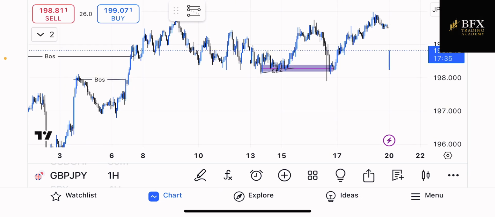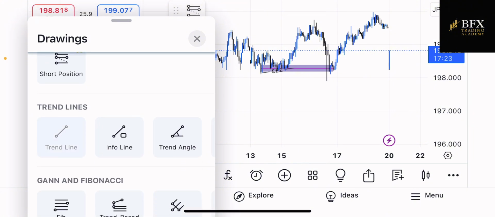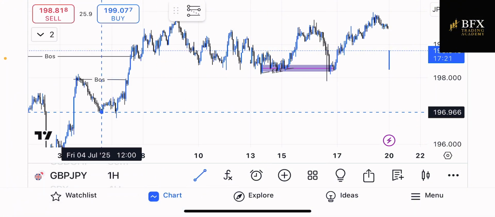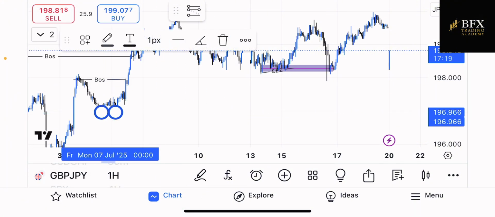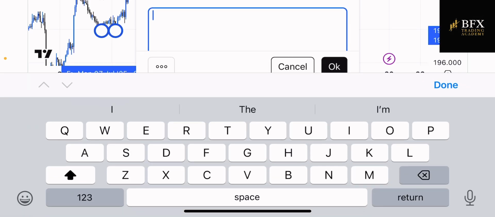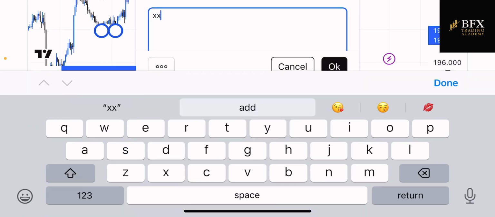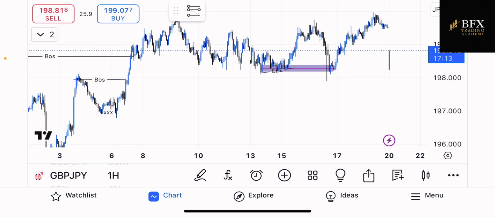That's for liquidity. So for a valid block, for a valid zone, you must have a liquidity sweep. For example, this one now, there was a liquidity sweep. Let me mark it as XXX. Good. After the liquidity sweep, what did we have? We had a break of structure.